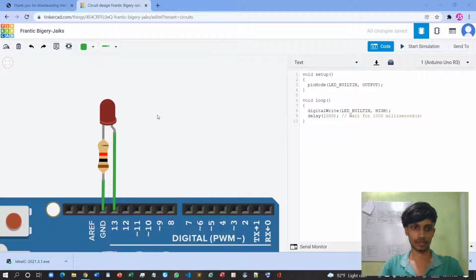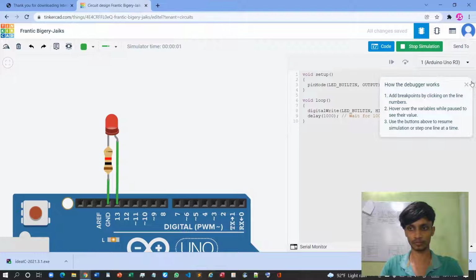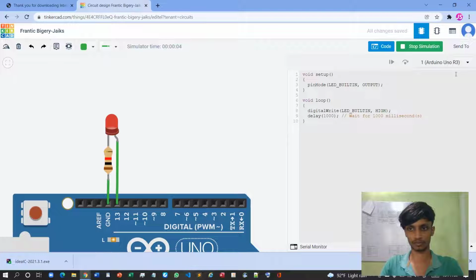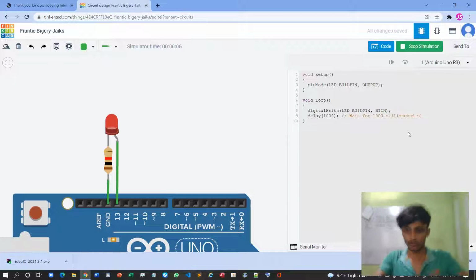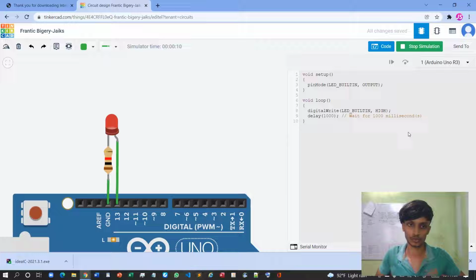So in the previous video we have seen how to toggle an LED directly by running a code. So here is our output. So let's see how to toggle an LED using some sort of push button.